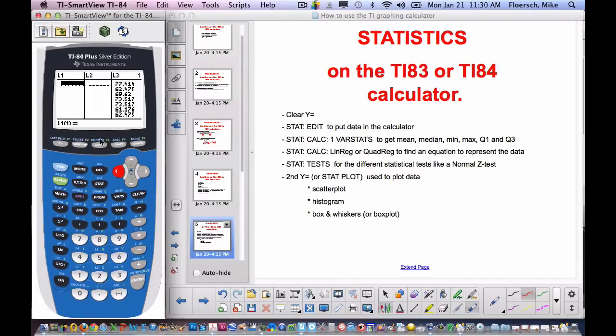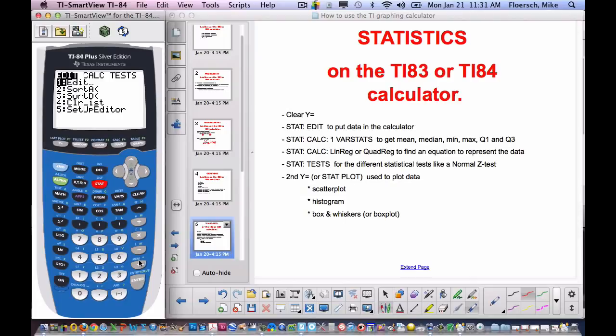If you ever have to put the lists back in because you deleted by accident, you can hit stat, setup editor, and then do L1, comma, L2, comma, L3, L4, L5, L6, hit enter, and it'll put them all back in for you. Let's go back.